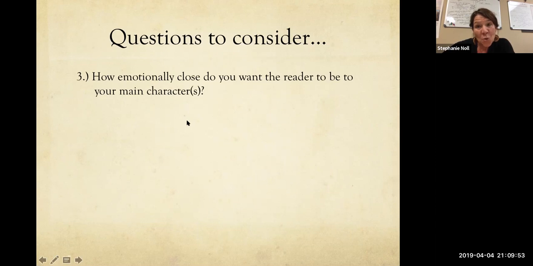How emotionally close do you want the reader to be to your main character? If it's very close, if it's someone that you really want them to sort of cozy up with and know super intimately, then the first person point of view is probably a good one to go with.